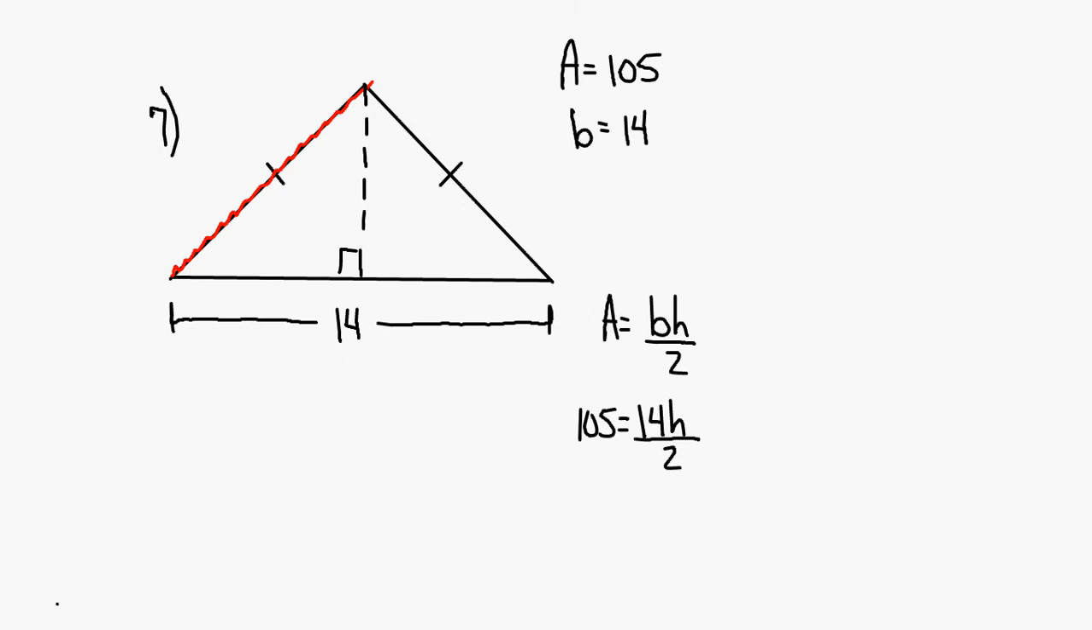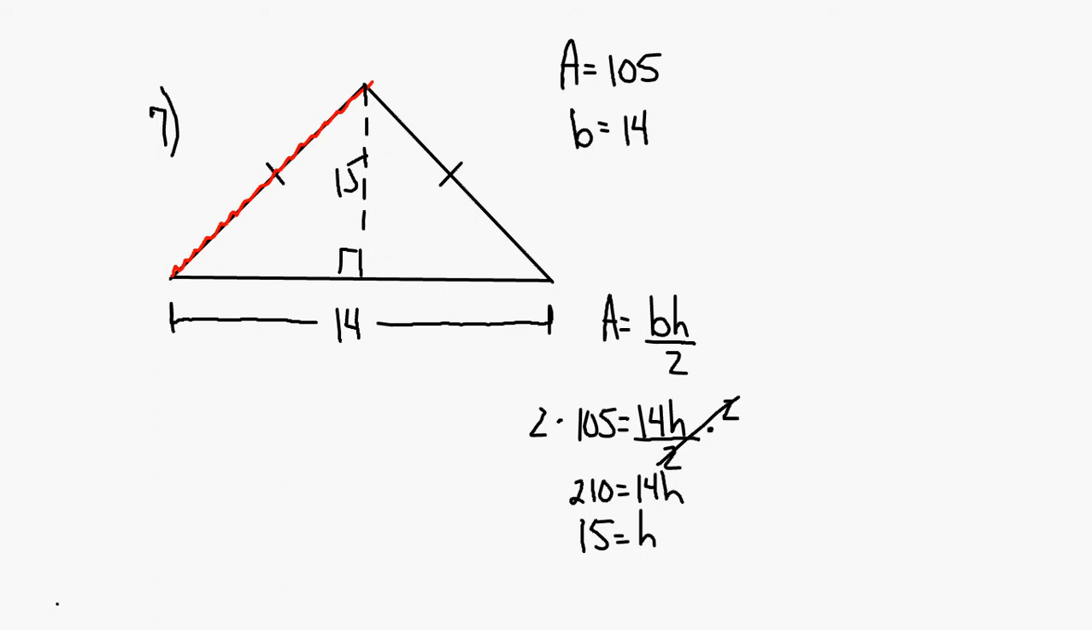And from there we'll use the height and half the base and the Pythagorean Theorem to find this missing leg length. So right here you multiply both sides by 2. These cancel out and you're going to get 210 equals 14h. And divide 210 by 14, and 15 is equal to h. So that makes the height of this triangle 15. Okay?